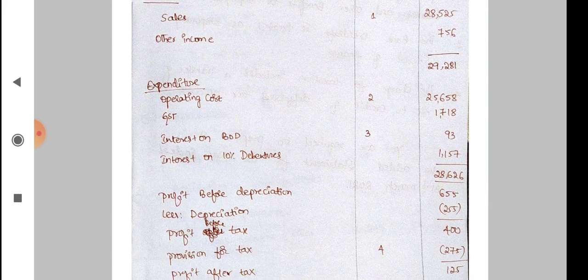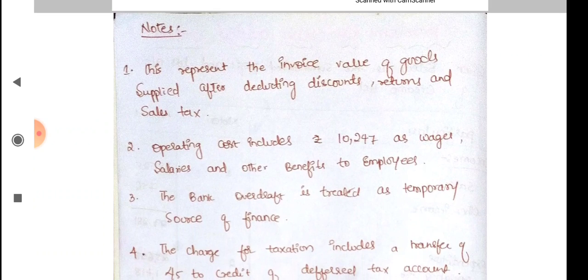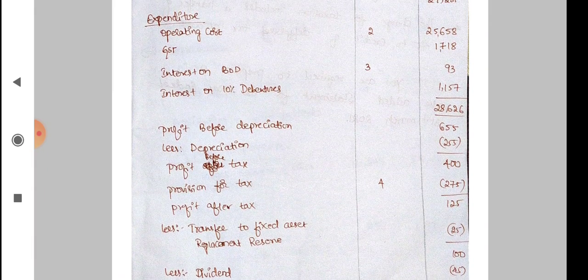Next adjustment is relating to operating cost. So operating cost includes 10,247 as wages, salaries and other benefits to employees. So here what is operating cost? Operating cost means the manufacturing cost. So manufacturing cost includes all the direct costs which are incurred in manufacturing a particular product, right? So here salaries and other benefits to employees will not come, so we have to deduct this particular amount from the operating cost.